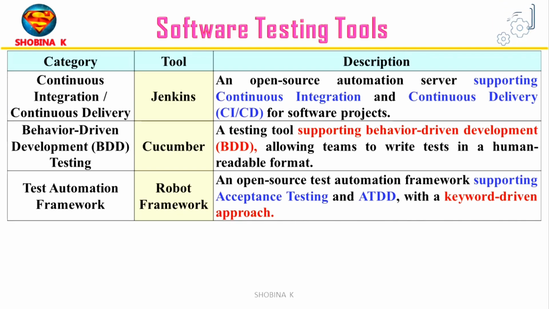And next, Cucumber. It is a popular testing tool that supports behavior-driven development. It enables teams to write tests in a human-readable format, which makes it easier for stakeholders to understand the intended functionality and expected behavior of the system. Cucumber uses a language called Gherkin to define test scenarios, which are then executed by the Cucumber tool. And next we have Robot Framework. It is an open source test automation framework designed for acceptance testing and acceptance test driven development. It follows a keyword driven approach which allows users to create test cases using tables.